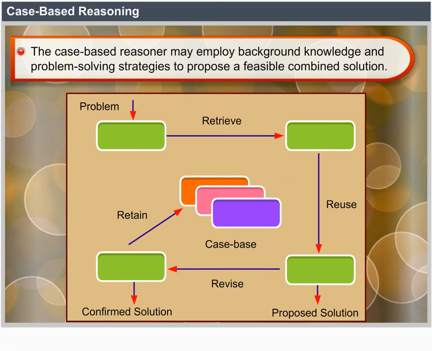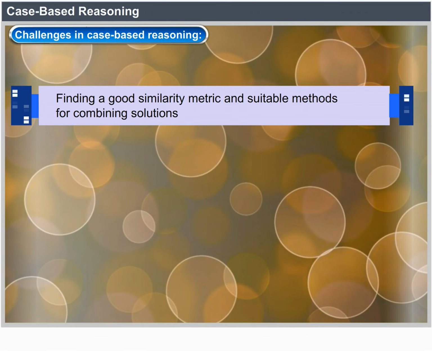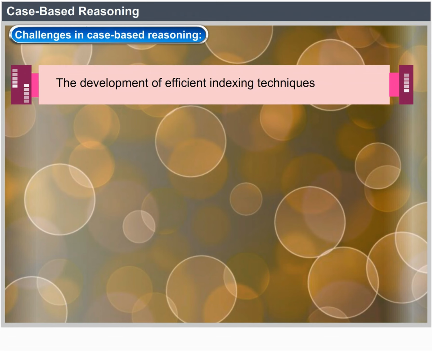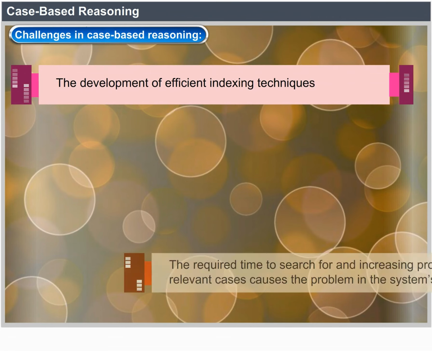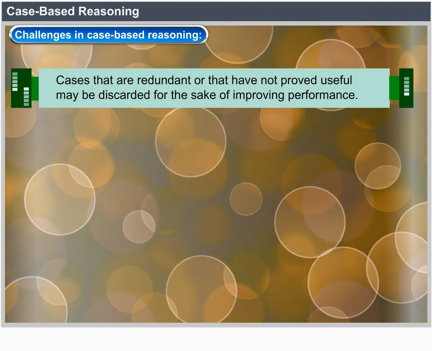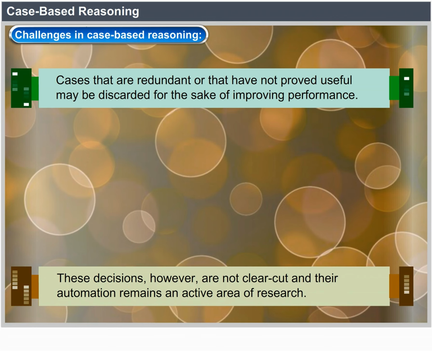Challenges in case-based reasoning: finding a good similarity metric and suitable methods for combining solutions; the selection of salient features for indexing training cases; and the development of efficient indexing techniques. The system's efficiency suffers as the time required to search for and process relevant cases increases. Cases that are redundant or that have not proved useful may be discarded for the sake of improved performance. These decisions, however, are not clear-cut and their automation remains an active area of research.